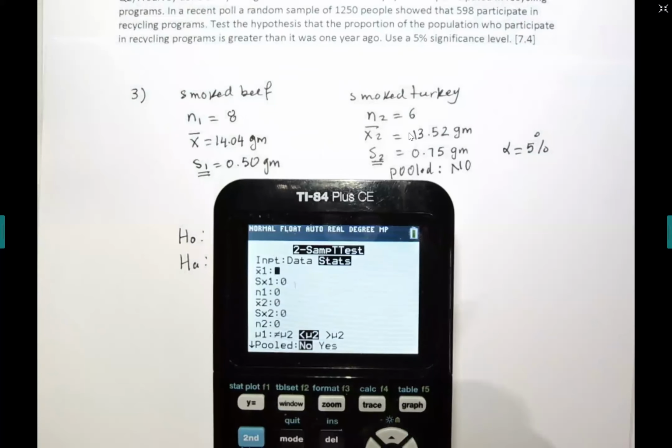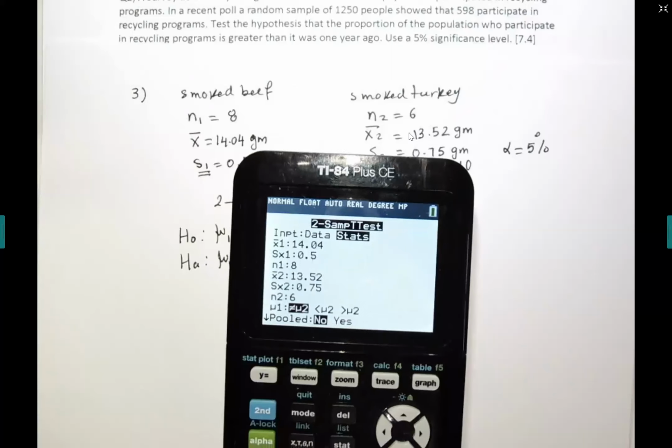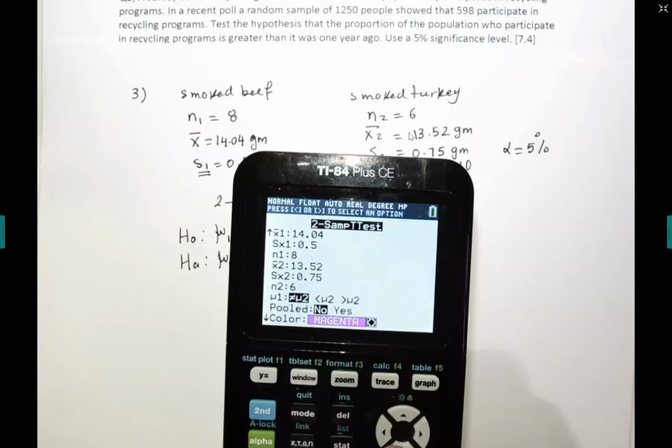We don't have data. X1 bar is 14.04. S1 is 0.5. N1, guys, is 8. X2 bar is 13.52. S2 is 0.75. N2 is 6. And you guys were selecting not equal to, as you can see. And pooled is no, that's very important. And then calculate.